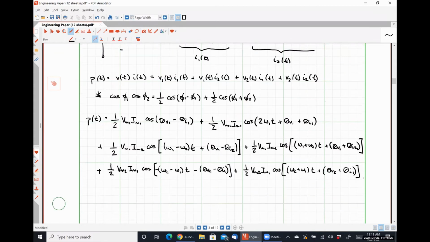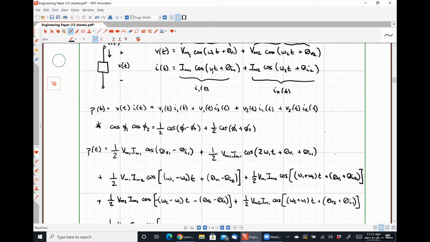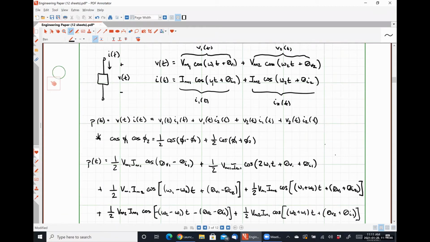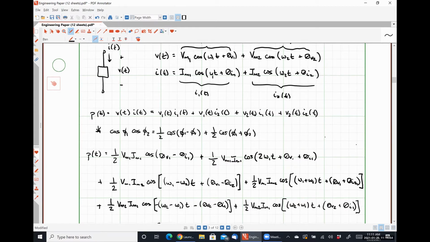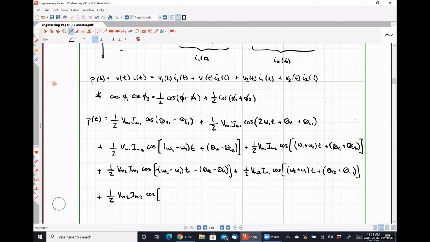And then lastly, when we do V2 times I2, we're going to have 1/2 Vm2 Im2 cosine. So here we have omega 2t plus theta V2 minus omega 2t plus theta I2. So the omega terms cancel out and we simply have theta V2 minus theta I2.